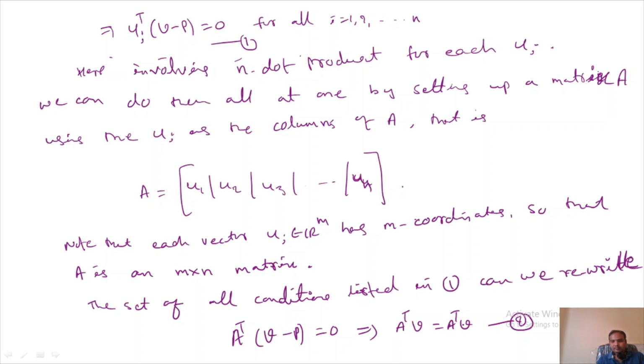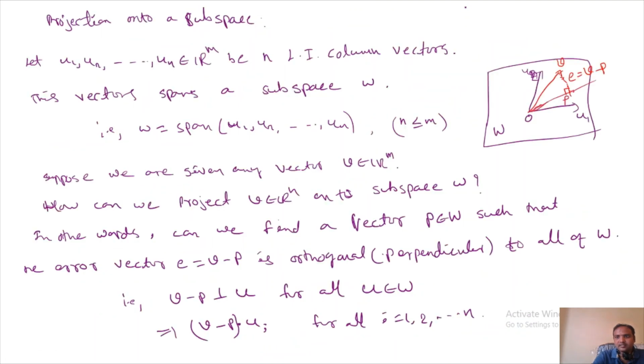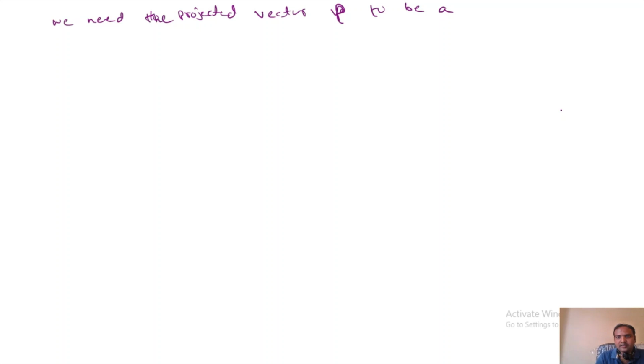Now observe here. Now take this one. We need the projected vector P. We need the projected vector to be a vector in W, since we are projecting onto W. Projecting onto W means the projected vector is in W.